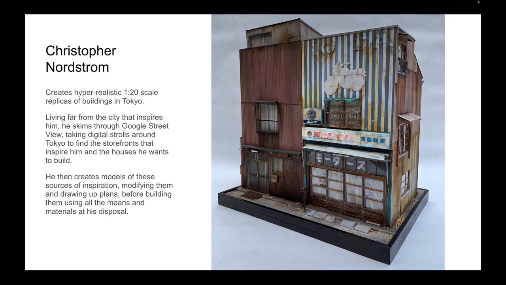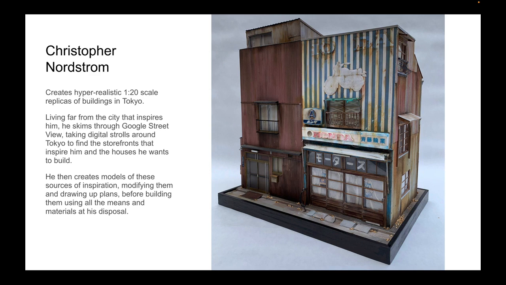And then this is Christopher Nordstrom. This is a much more traditional scale miniature. So these are hyper-realistic 1:20 scale replicas of buildings in Tokyo. And so he's very inspired by Tokyo, but he lives a long way from Tokyo. So he skims through Google Street View and takes what he calls digital strolls around Tokyo to find storefronts that inspire him and houses that he wants to build.